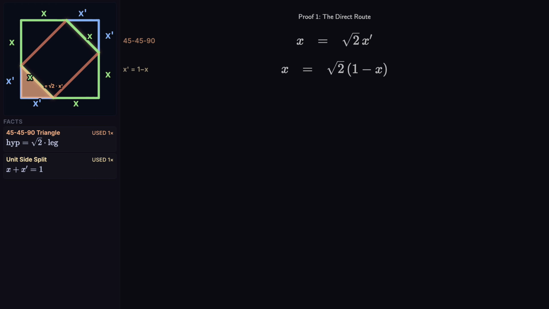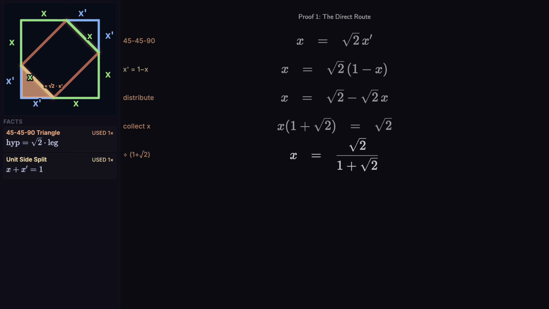And notice something important. After this single substitution, the geometry is completely gone. Everything from here is pure algebra. Distribute root 2 on the right side. We get x equals root 2 minus root 2 times x. Now move the root 2x term to the left. Factor out x, that gives us x times the quantity 1 plus root 2 equals root 2. Finally, divide both sides by 1 plus root 2.